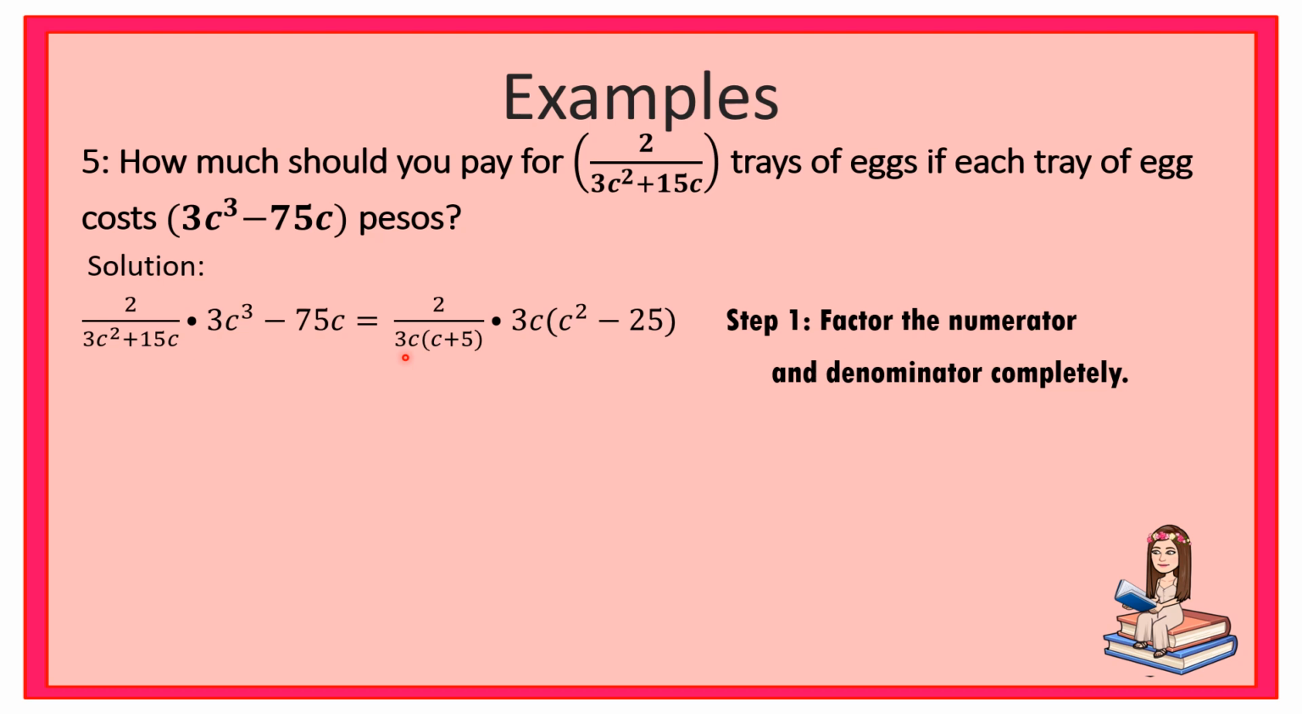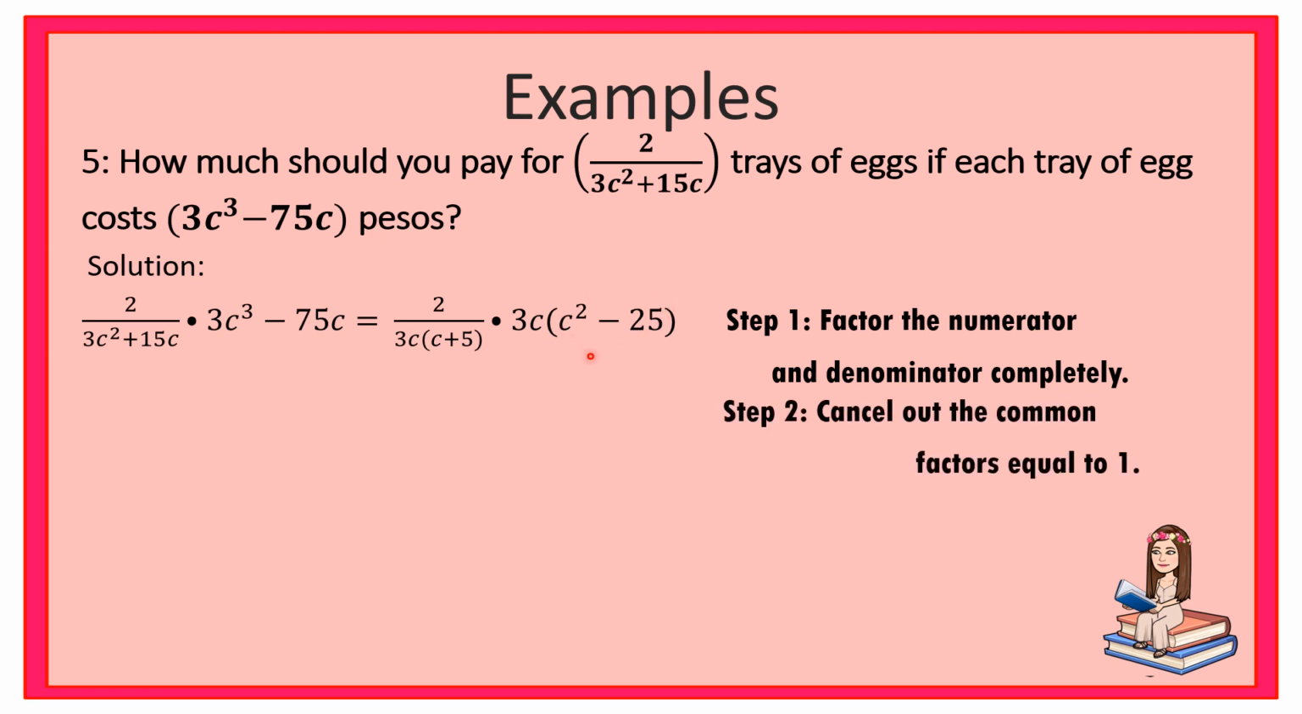At kapag minove out natin yung 3c, maiiwan, 3c squared divided by 3c is c. 15c divided by 3c is 5. Sa kabila naman, ganun din, pag pinactor out natin ito, common yung 3 at common yung c. Kasi both can be divided by 3 and both of them has c. So if I move out 3c, 3c cubed divided by 3c is c squared. Negative 75c divided by 3c is negative 25. Okay, pero kung mapapansin, hindi pa completely factored tong isa kasi may square pa, quadratic pa.